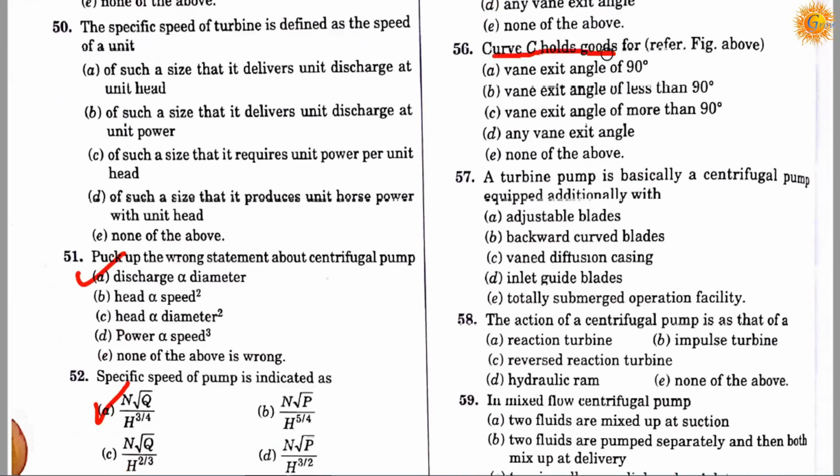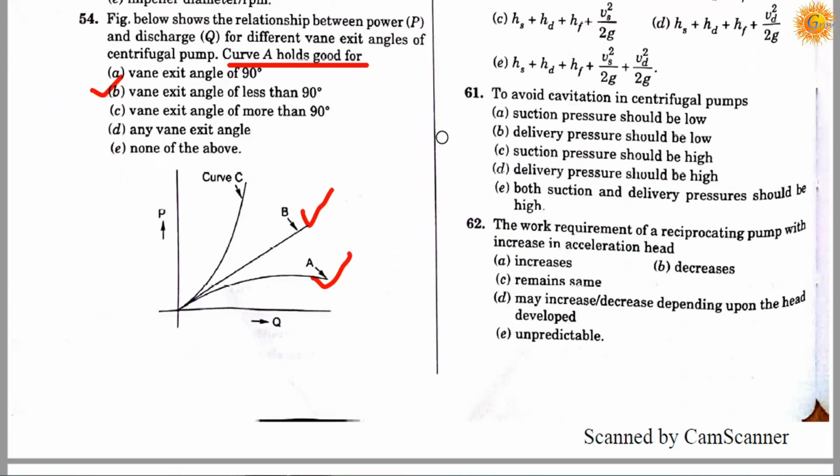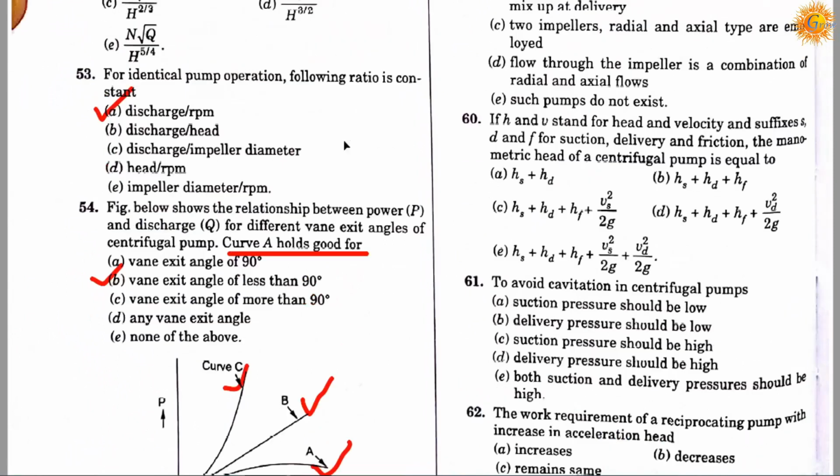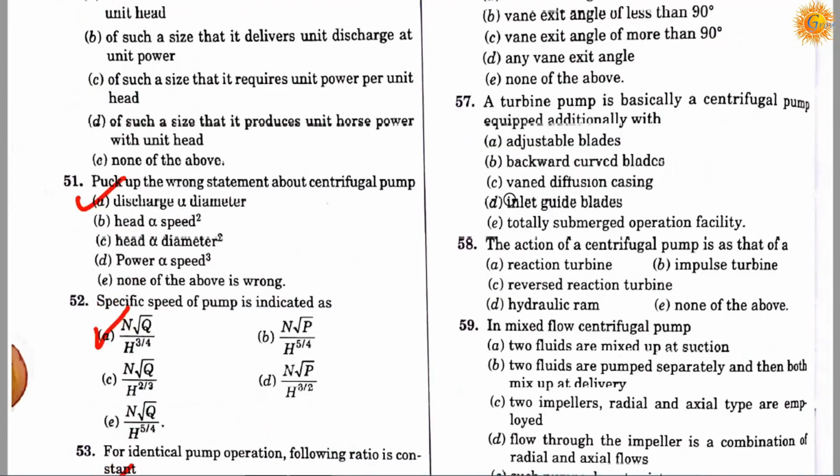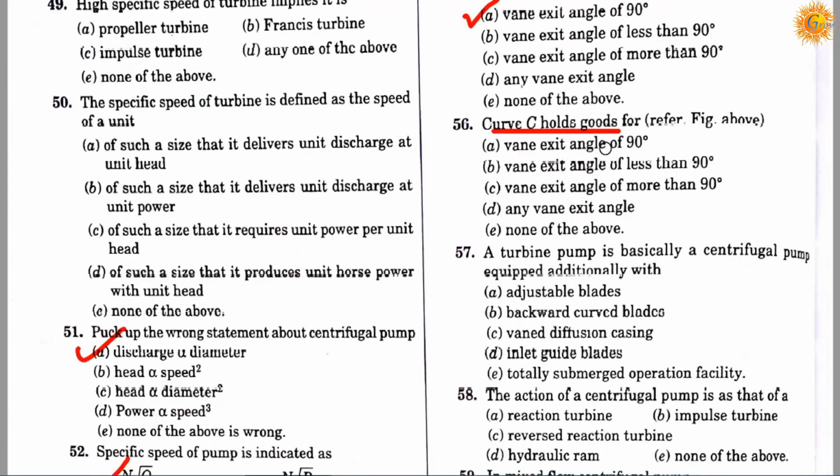Curve C holds good for what? Curve C is good for option A, when exit angle is 90 degree, option B, when exit angle is less than 90 degree, option C, when exit angle is more than 90 degree, option D, any exit angle, and option E is none of the above. Correct answer is C, when exit angle is more than 90 degree.